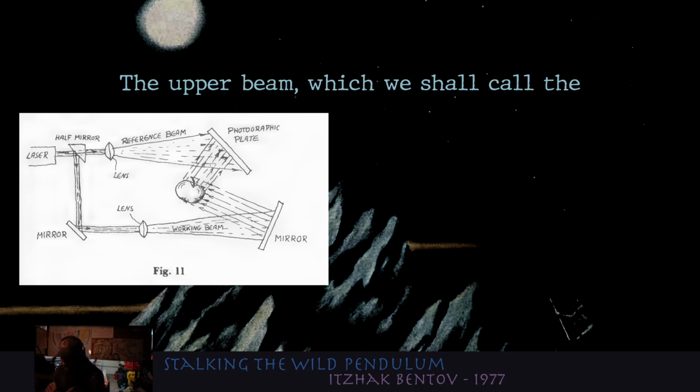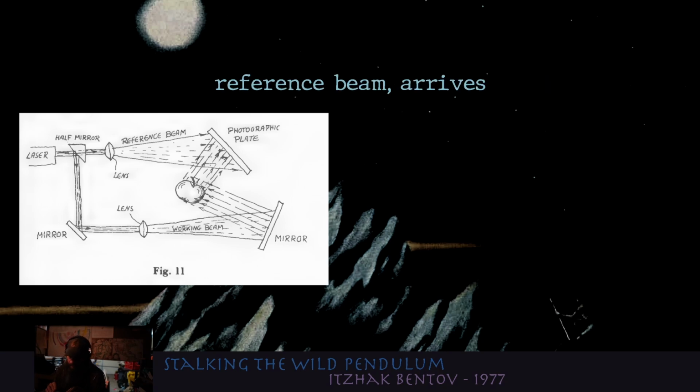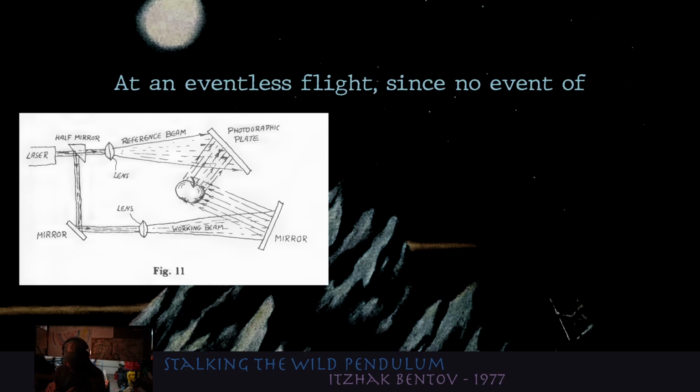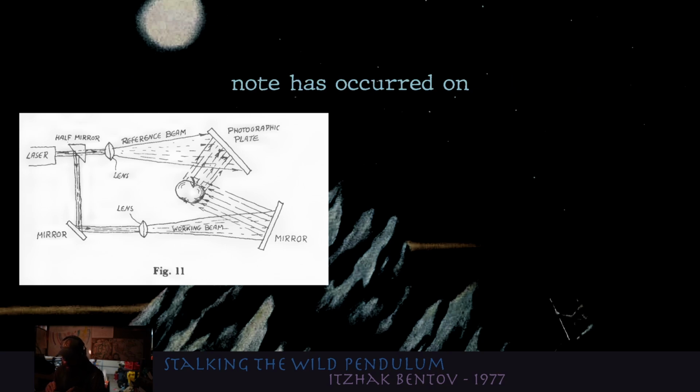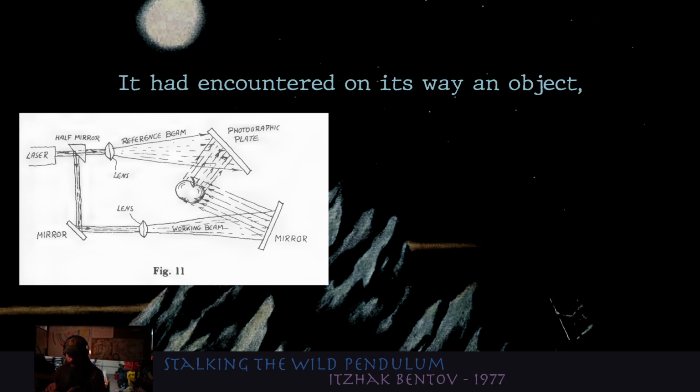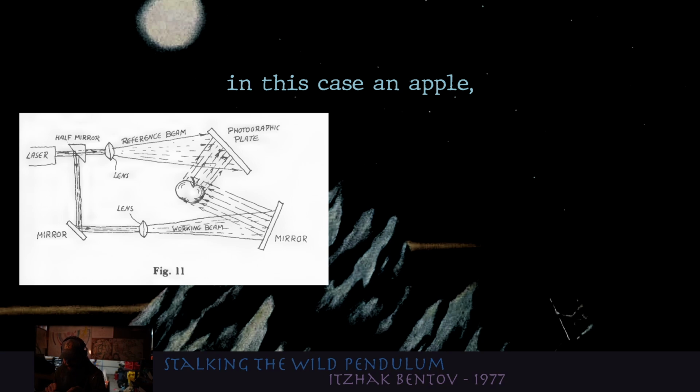The upper beam, which we shall call the reference beam, arrives at a photographic plate after an eventless flight. Since no event of note has occurred on its way to the plate, it proceeds then to deposit its imprint on the film. The other half of the beam we shall call the working beam. This beam's trip had an event. It had encountered on its way an object, in this case an apple, that it had illuminated and with which it had interacted.